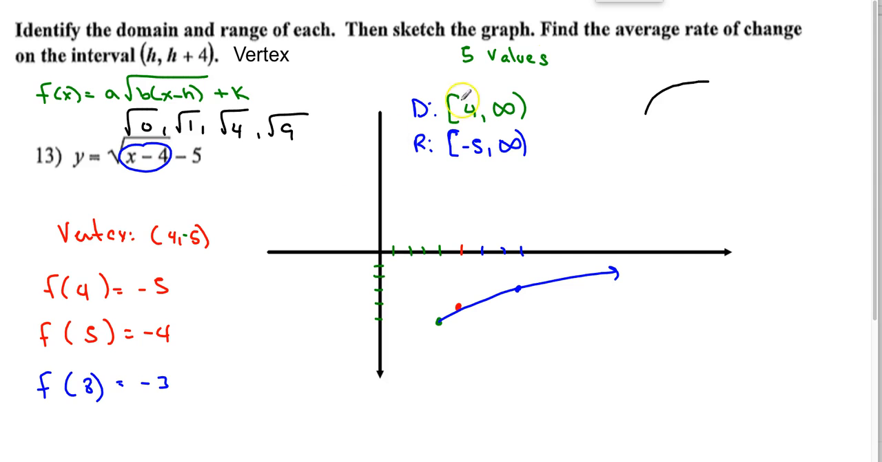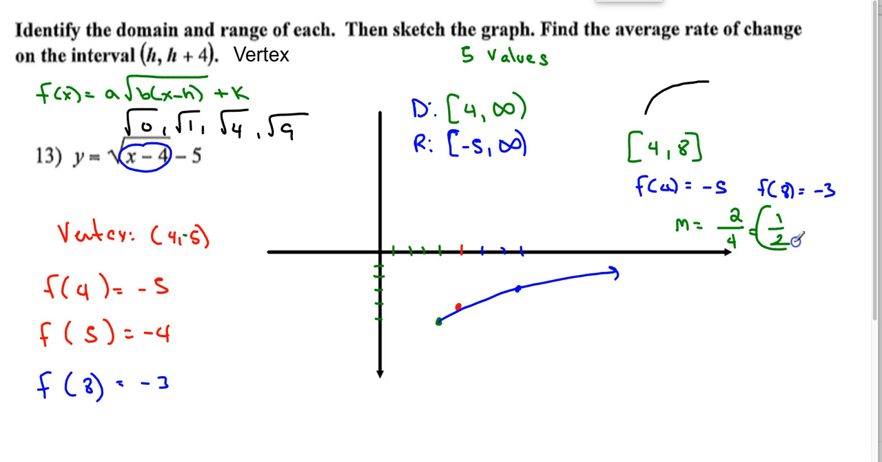Beautiful. And then find the average rate of change on the interval h. So let's go here. The average rate of change on interval. My vertex is 4, comma, and let's add 4 to it. So 4, comma 8. So we said f of 4 is negative 5. F of 8 is what? Is negative 3. Awesome. And then let's find the slope here. Negative 3 minus negative 5, which is 2. 8 minus 4, which is 4. And the slope here is 1/2. So the average rate of change on the interval 4 to 8 is 1/2.